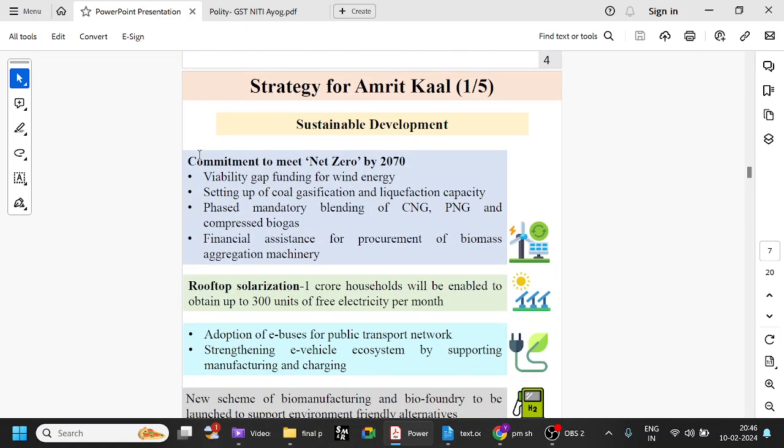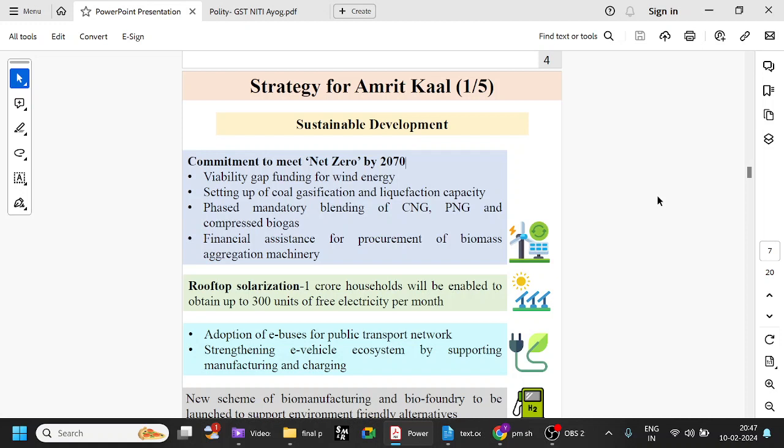So you have to remember this statement very well, because even from the S&T point of view, science and technology, this is very important. By 2047, we are expecting to become a developed nation, and by 2070, we have given a commitment that we will become net zero, that is, in terms of carbon emissions. So we have all these various international protocols, Kyoto Protocol, etc. Paris Agreement, UNFCCC, all these things.